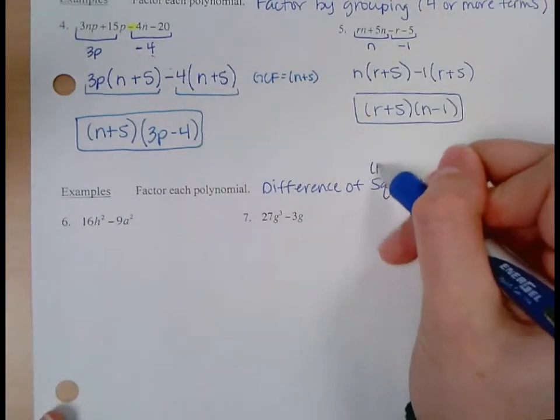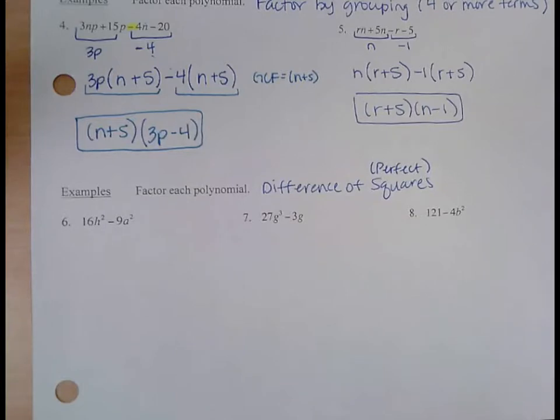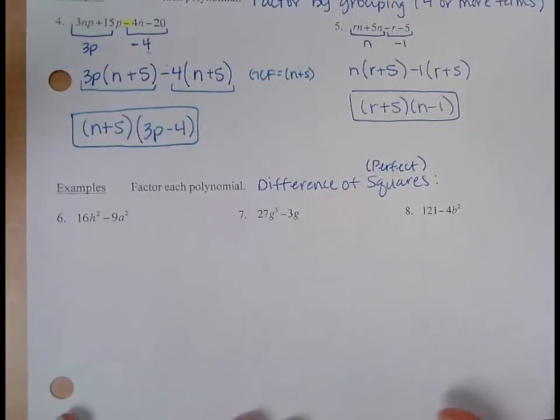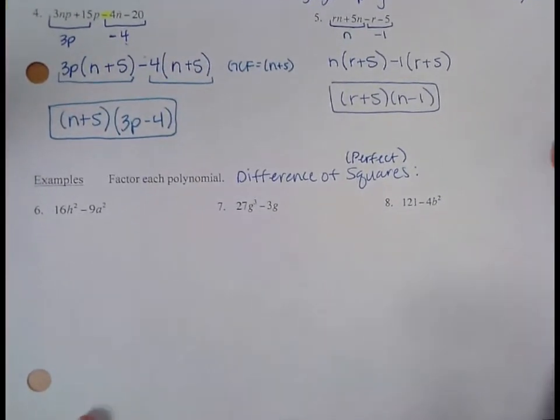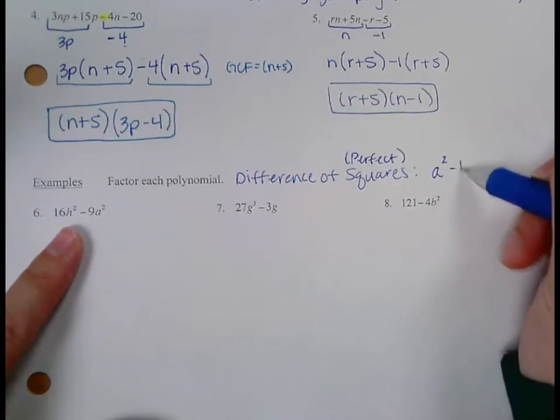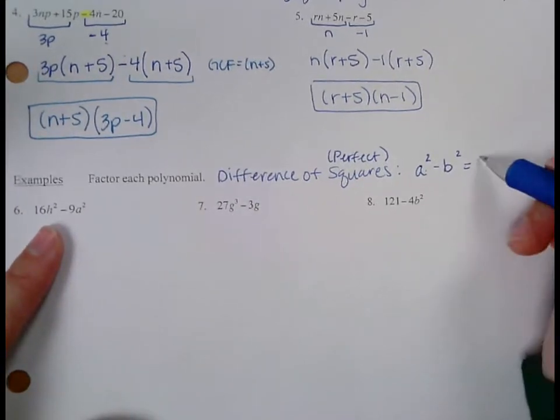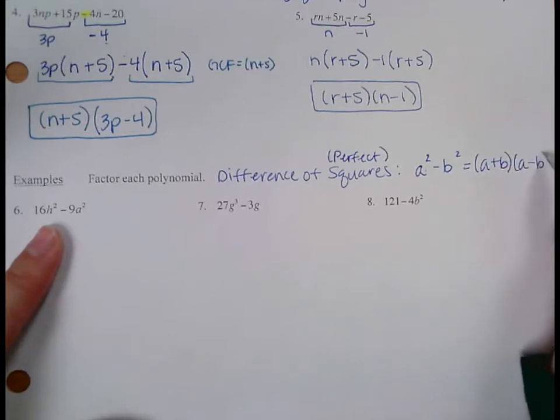Squares meaning perfect squares. So numbers that you can take the square root of, or terms you can take the square root of. So there is a formula for factoring a difference of squares. If your polynomial is given to you in the form a squared minus b squared, so 2 perfect squares subtracted, it will always factor into this form, a plus b times a minus b.